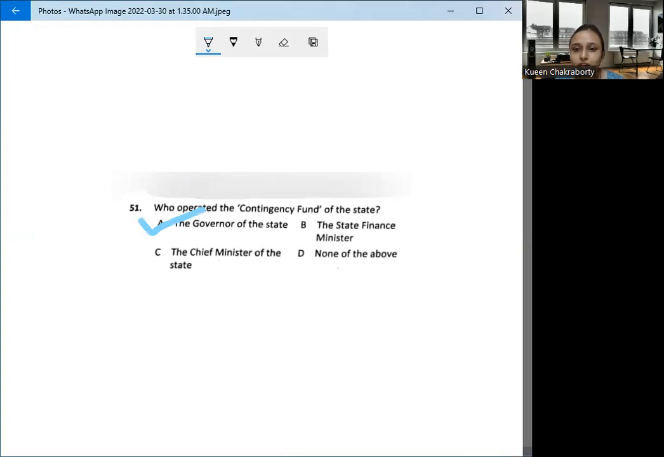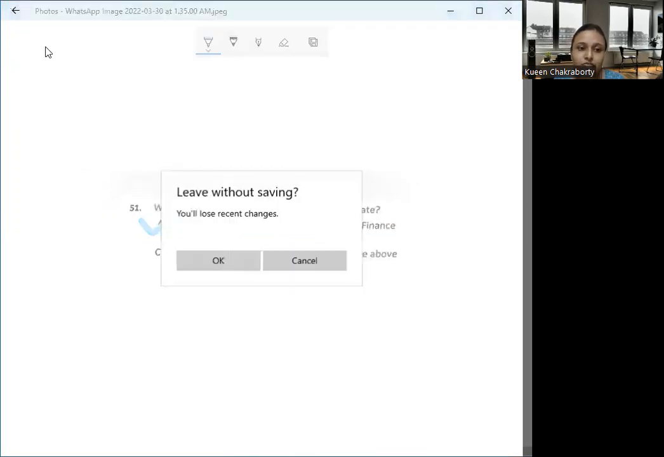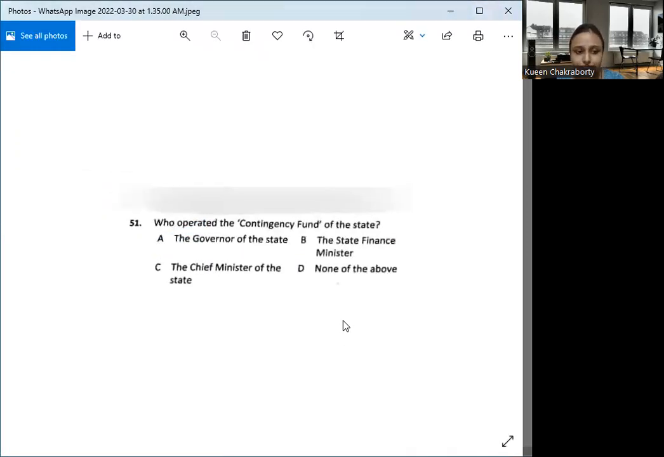So basically, contingency fund is created as an impressed account to meet some urgent or unforeseen expenditure of the government. It is operated by the governor of the state. The fund was constituted by the government under Article 267 of the Constitution of India. The fund is at the disposal of the president. So the correct answer, as I told you, is the governor of the state. Moving on to the next question, question number 52.